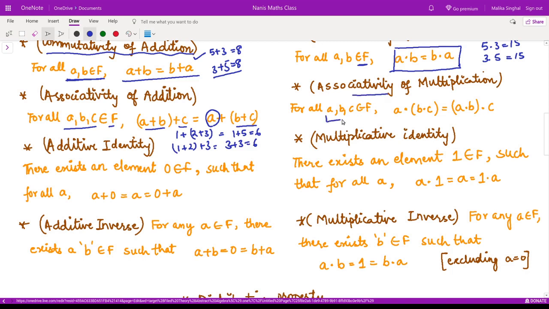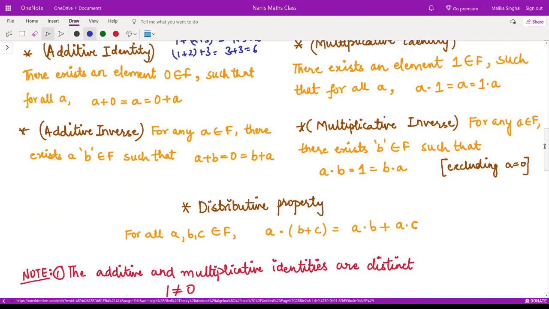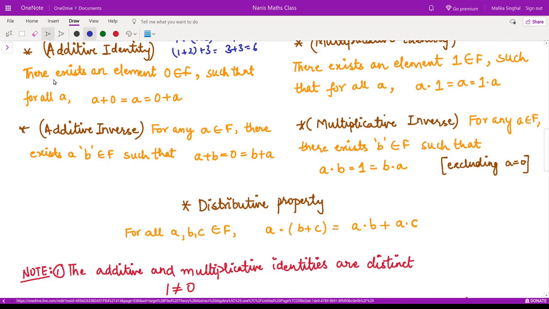Likewise, in multiplication, we have associativity also. If we take three elements from F, then they are associative. That means you multiply B and C first and then multiply it by A, or if you multiply A and B first and then multiply it by C, they are going to give the same results, right? Next is the additive identity. What does that mean? Additive identity means there exists an element 0 in the field F such that if you add any number to 0, you'll get that same number.